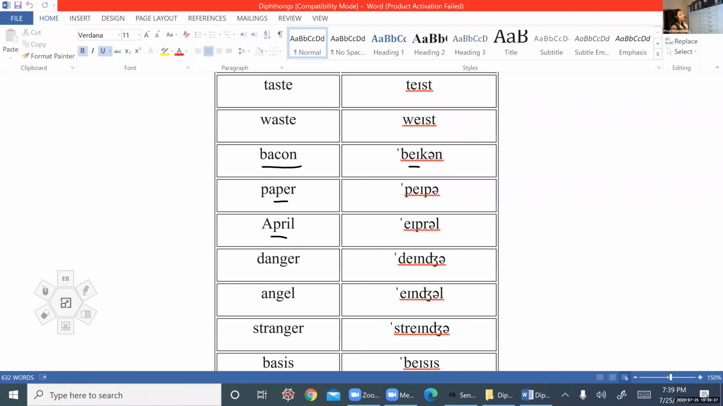A-P-R-I-L. April. Excellent. Okay, can you make this sound more specific? It is not E, it is A. April. Good. Thank you. So, Adidev Shankar, is my voice audible?